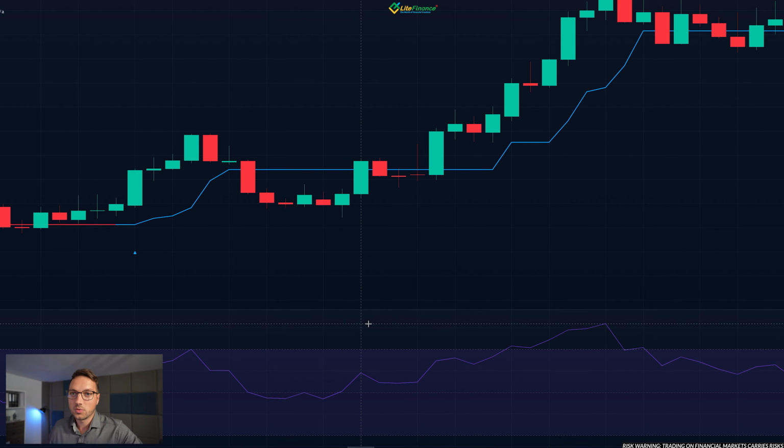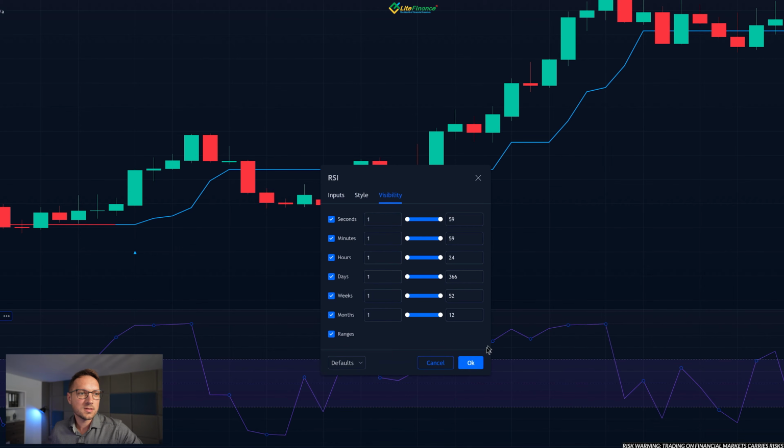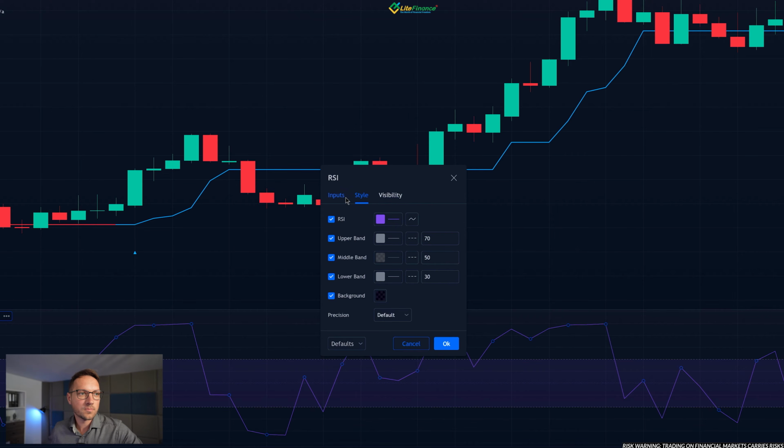We also need to change the settings of the RSI, because by default we have a 14 period, which means that the indicator analyzes the last 14 candles, but we need to change it to two candles. The rest we can leave, but the thing that we also need to change is the oversold and overbought levels, and we need to change them to 10 and 90.